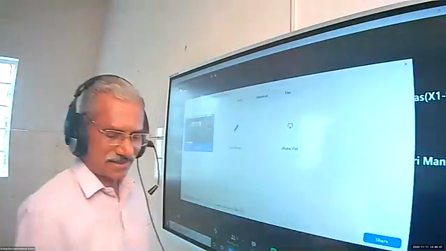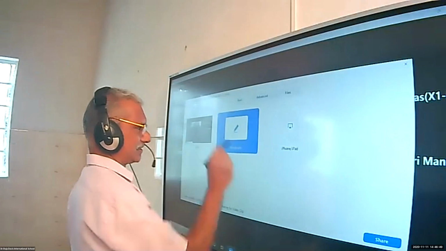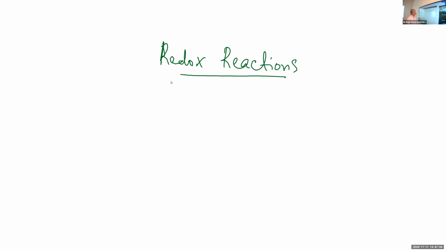And it is redox reactions. Next module, next chapter, redox reactions.